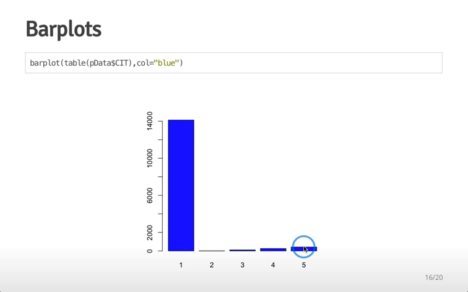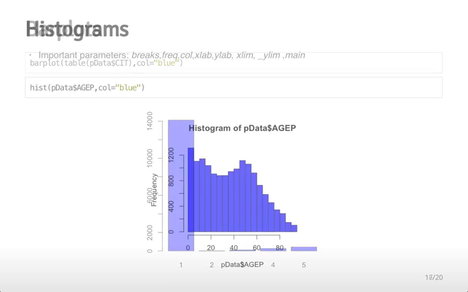So what this allows you to do at a glance is to see the number of observations that you have in any particular class, and it's very useful for breaking down tables of qualitative variables, but can also be used to compare the means of quantitative variables and so forth using the bar plot command.